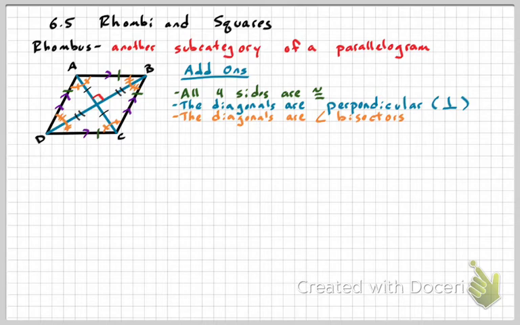So those are the three new things for a rhombus. All four sides are congruent, the diagonals are perpendicular, and the diagonals are angle bisectors. And it's also important to note that all four of those triangles, 1, 2, 3, 4, are all exactly the same size, so they're all congruent.